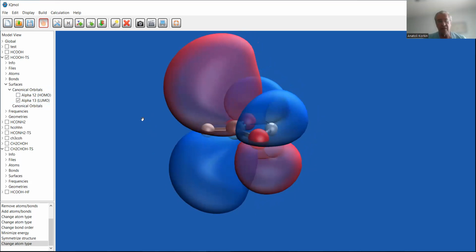In the same way, you can take a look at all orbitals in all structures for the whole series. So you may try to repeat this calculation. It is quite an interesting exercise.